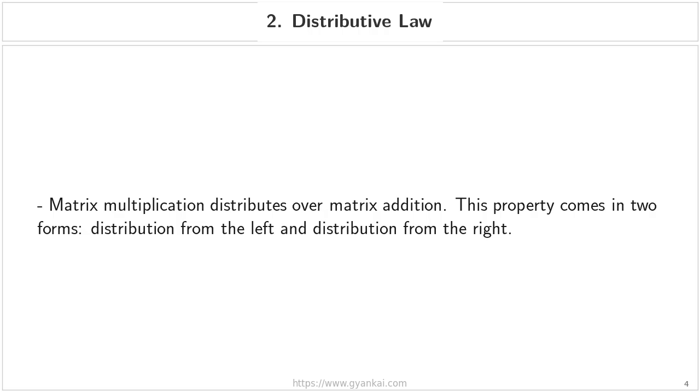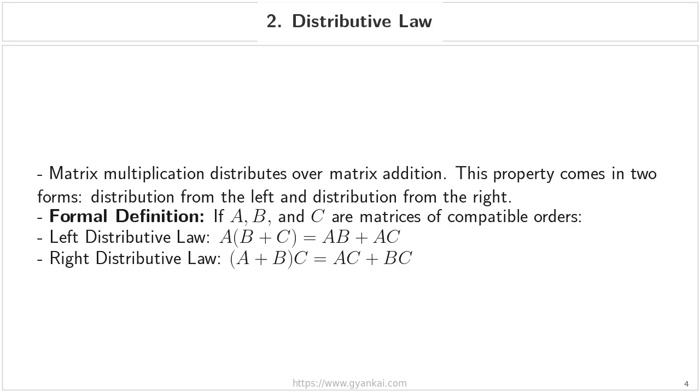Just as you have seen in basic algebra with real numbers, matrix multiplication distributes over matrix addition. However, because we established in our first slide that matrix multiplication is generally not commutative, we must be very precise about the order of multiplication. Consequently, this property exists in two distinct forms: distribution from the left and distribution from the right. Let us examine the formal definitions.